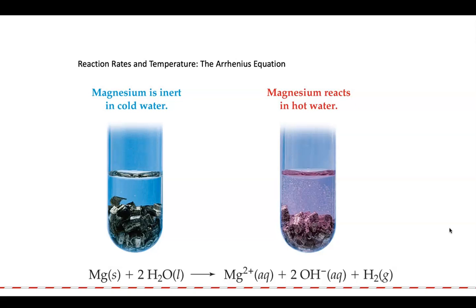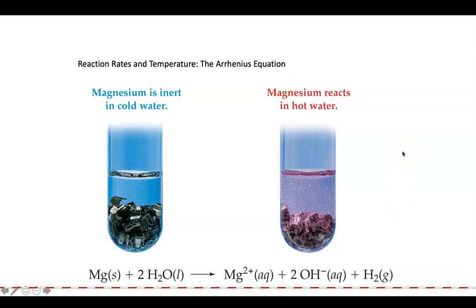Just to give you a visual example, here we take a look at magnesium metal. It will react with water. It's higher on the activity series, so it's going to reduce water. But if it's cold, we're going to see it happens very, very slowly, or if anything, it might not even happen at all. So it looks inert. But if you heat that water up, all of a sudden, that magnesium starts to react with the water, producing magnesium 2+ hydroxide, and you can even see the bubbles forming H2 gas.